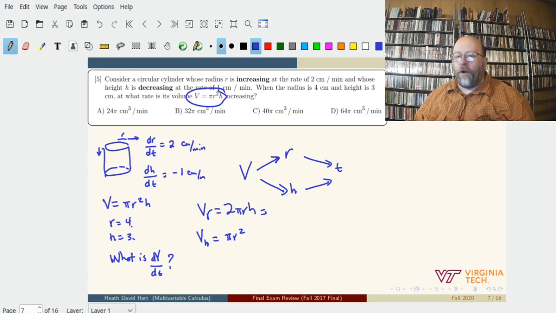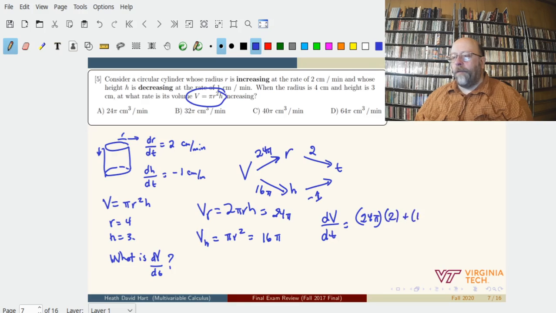2 pi rh, where r is 4 and h is 3: 2 times 4 is 8, 8 times 3 is 24 pi. And pi r squared is just 16 pi. So these are 24 pi and 16 pi. And we know that the rate of change of r with respect to t is 2, and the rate of change of h with respect to t is negative 1. And they gave us that information earlier. And so the rate of change of volume with respect to time is 24 pi times 2 plus 16 pi times negative 1, or 48 pi minus 16 pi, which is 32 pi. And that will be choice B.